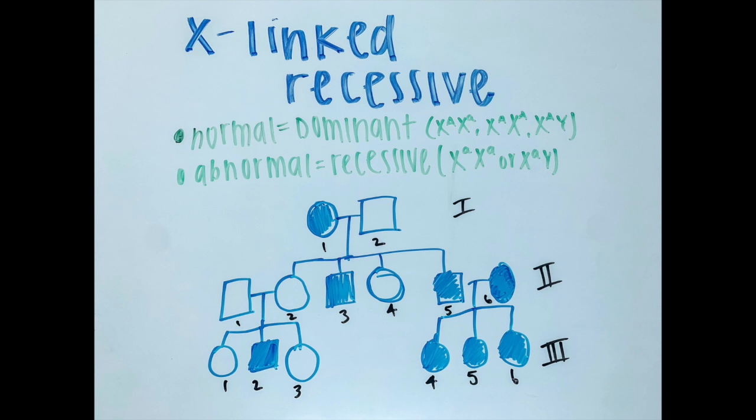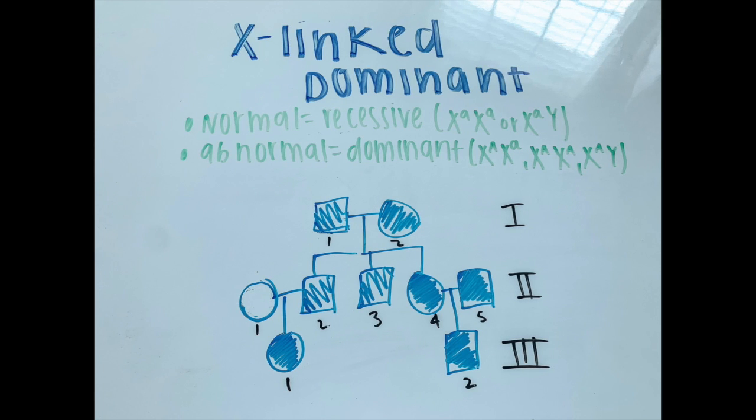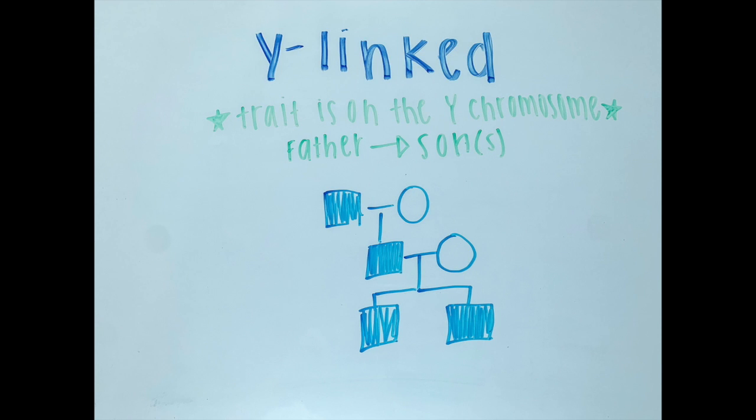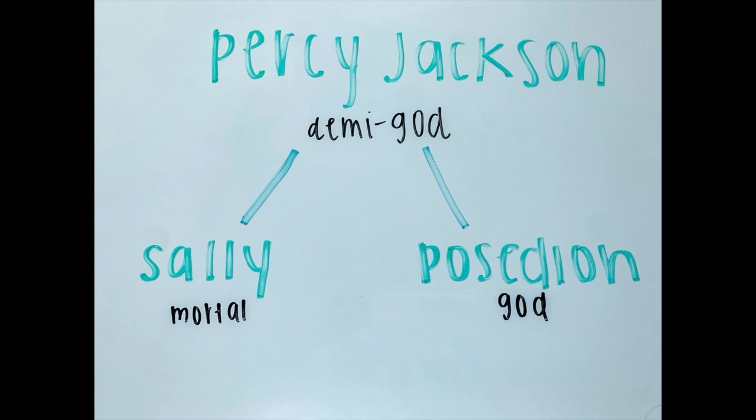X-linked recessive traits occur when you have a recessive allele on the X chromosome. Same for X-linked dominant. You have a dominant allele on the X chromosome. Lastly, Y-linked, meaning that it can only pass from male to male. See example. Percy Jackson is a demigod.